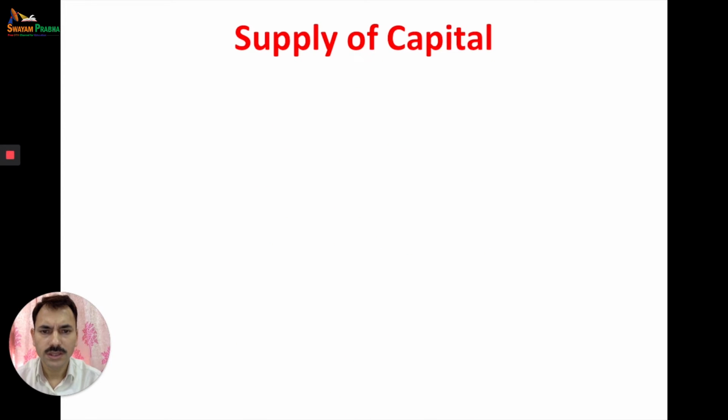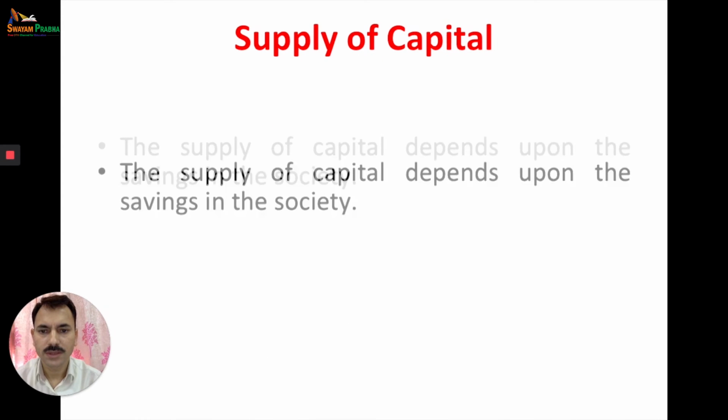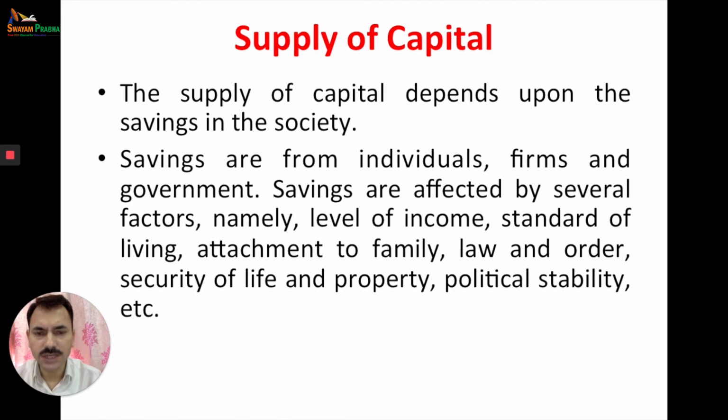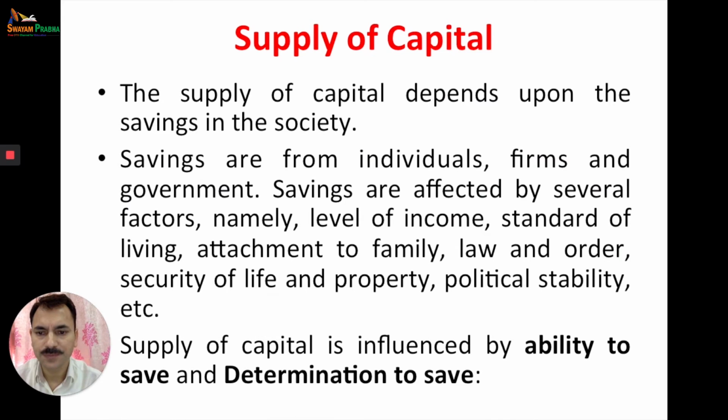The next component is supply of capital. The supply of capital depends upon the saving in the society. Savings are from individuals, firms, and government. Savings are affected by several factors such as income level, standard of living, attachment to family, law and order situation of a country, and security of life and property. Even political stability also affects the supply of capital.